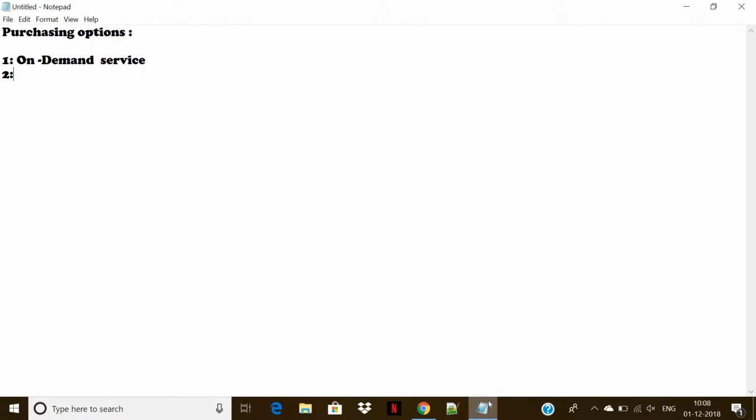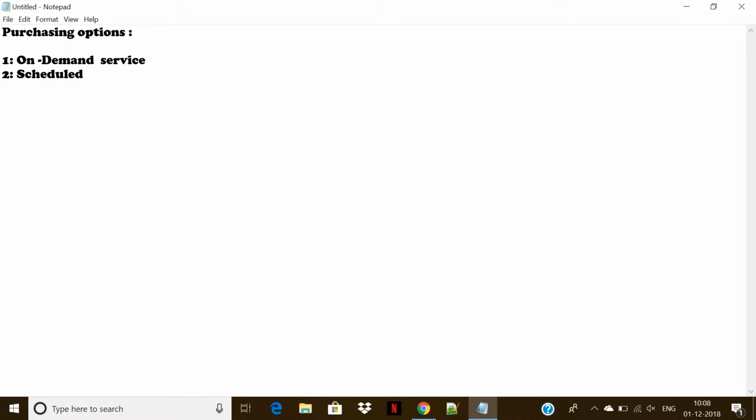The next one is scheduled. Scheduled means if you require a system from 2 a.m. to 3 a.m., you define the configuration and make a request to AWS. AWS will pop up that instance at 2 a.m. sharp till 3 a.m. sharp, and you would be charged for that timestamp. So we are scheduling something.